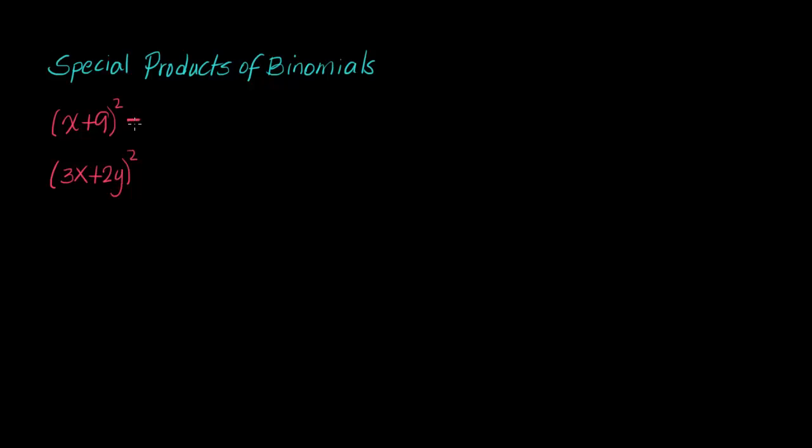The answer to this one using the shortcut is the first term squared. The last term is also squared, so 9 squared is 81. And the middle term is x times 9, which is 9x, times 2, which is 18x. And there's your answer. This binomial here, we do the same thing. So let's do the shortcut.